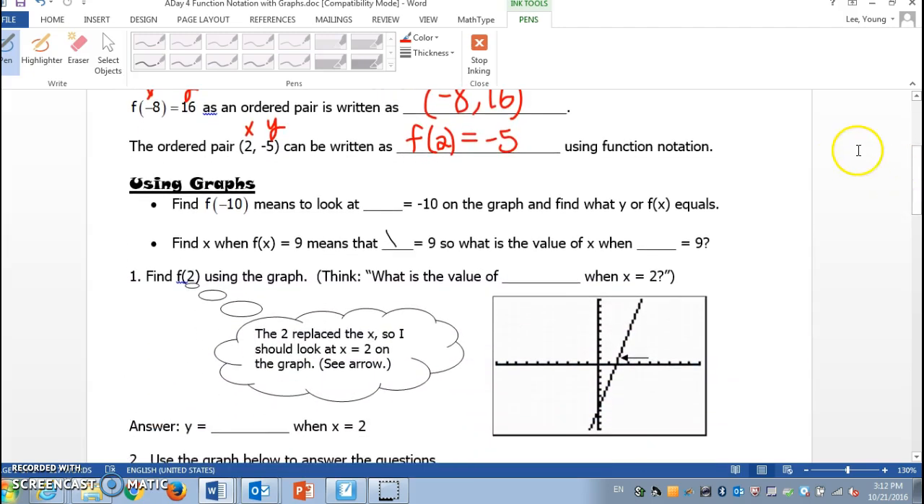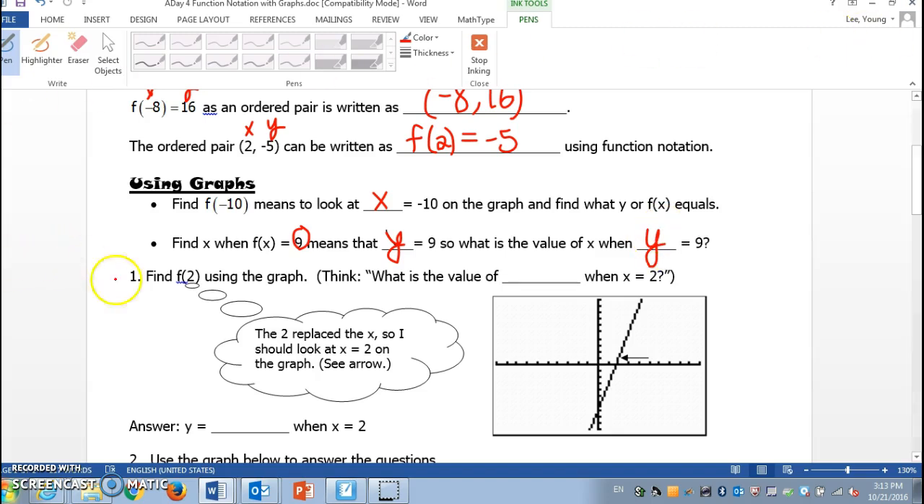So using the graph, find f of negative 10. As I told you again, we have negative 10 inside the parentheses. Therefore, x is negative 10. Find x when f of x equals positive 9. That 9 is outside. That means the y value is 9. Okay? So what is the value of x when y is equal to 9?